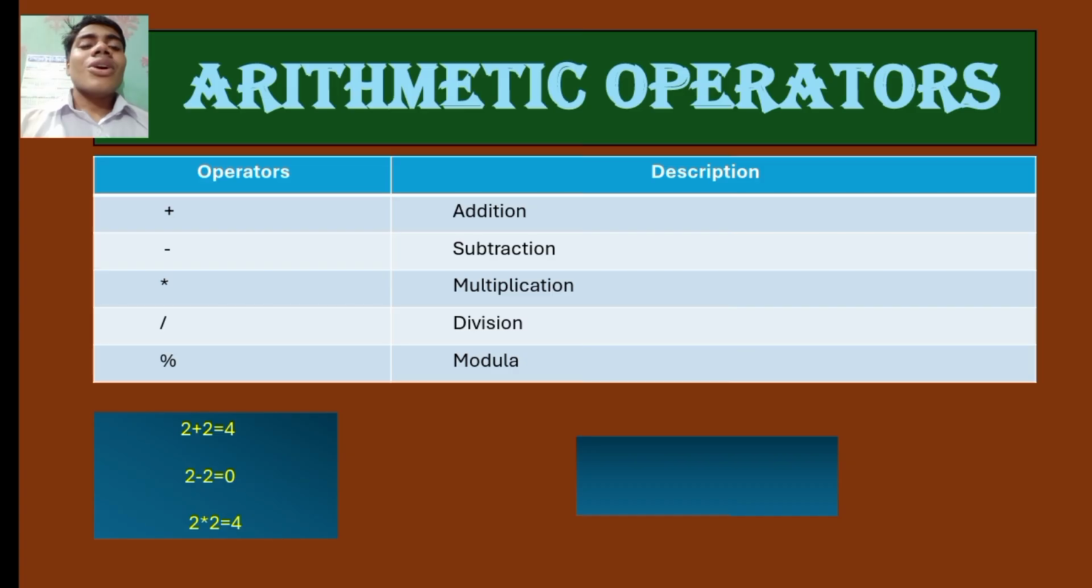assignment operators. When it comes to arithmetic operators, these are used to perform basic mathematical operations such as addition, subtraction, multiplication, division, modulus. If we see some examples, there are 2 plus 2 is equal to 4, 2 minus 2 is equal to 0, 2 multiplication 2 is equal to 4. Here addition, subtraction, multiplication, all these signs are arithmetic operators.